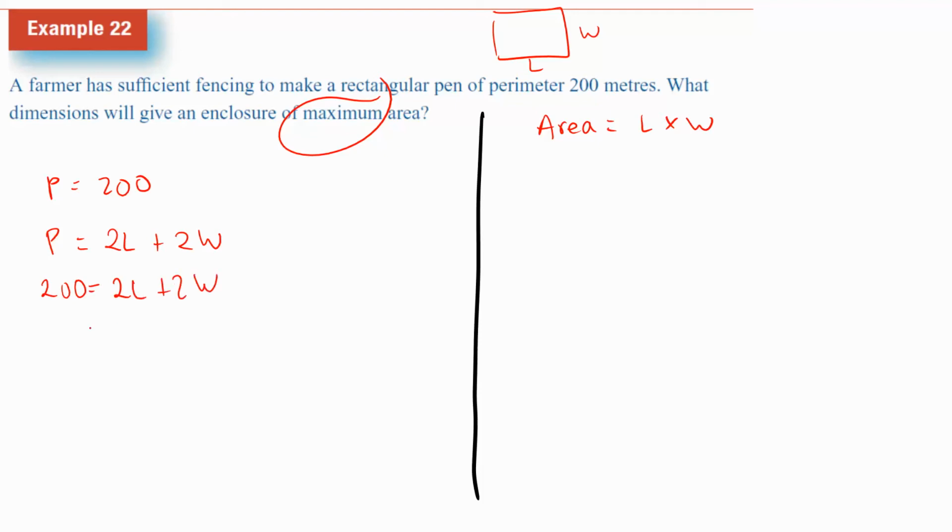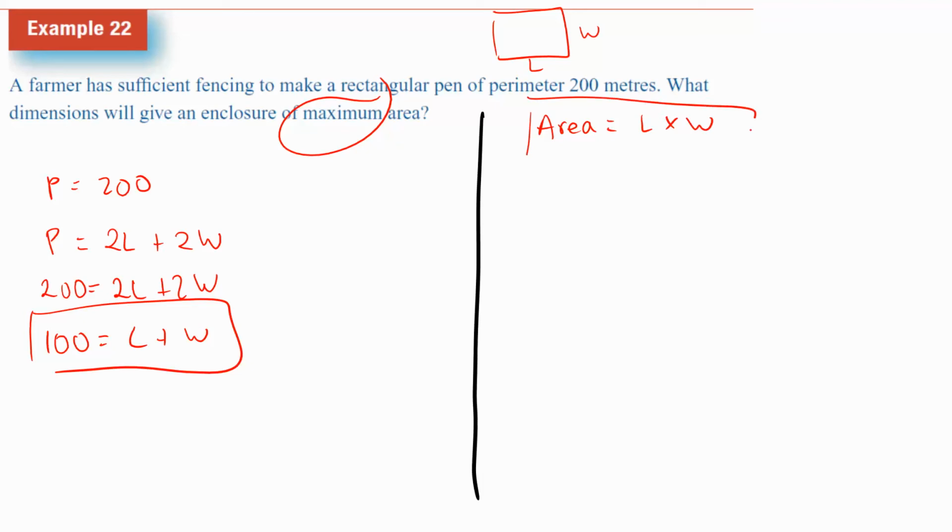If I simplify it and divide everything by a factor of 2, I get 100 equals L plus W. Now what you can see, you got two equations here. You got 100 equals L plus W, and you've got area equals L times W. Two unknowns, two equations. It is possible to solve, okay, or possible to reduce it to one variable. Now, what are you going to do with these two equations? Because remember, your goal was to find maximum area. The only way to find maximum area is if you get a function for area.